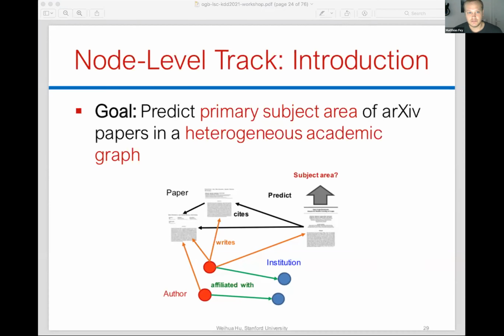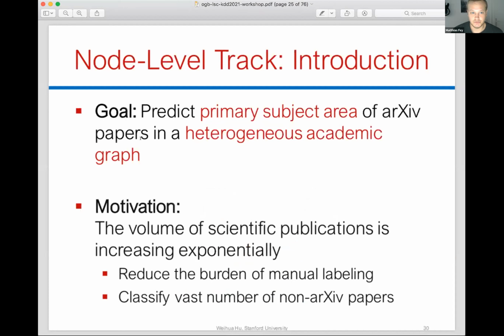So the goal of the node level track is to predict the primary subject area of arXiv papers in a massive heterogeneous academic graph. This task is of real practical use because the volume of scientific publications has been increasing exponentially over the years. What that means is that we can make use of machine learning models in order to reduce the burden of manual labeling for authors of arXiv papers, as well as for arXiv moderators. And furthermore, we can use such models to classify the vast number of non-arXiv papers which aren't yet labeled.